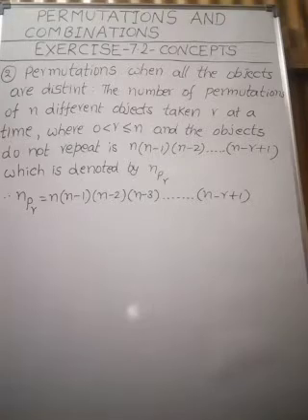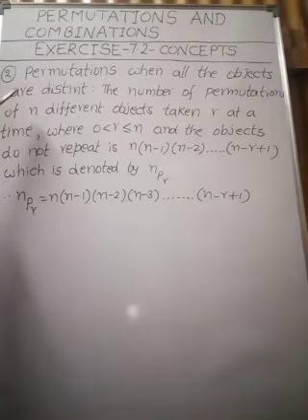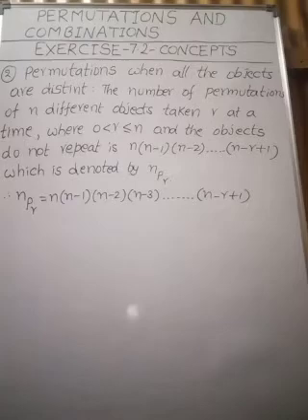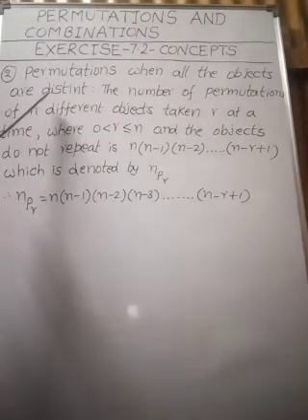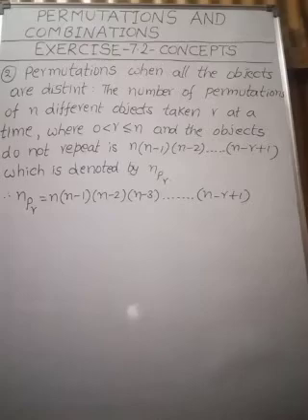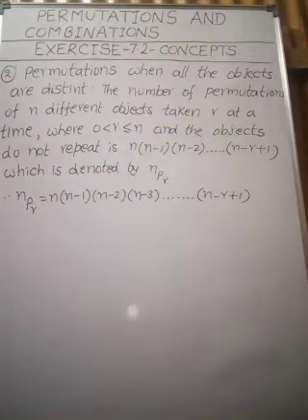For example, in the previous examples, in the first question, how many letters are taken? 4 letters, namely A, B, C, D. Yes or no, my children? In the first example, how many letters are arranged? 2-letter words. Okay, my children, so r is equal to 2. So we got 4 into 3, 12, by using the principle of multiplication. Here also we use the same formula, the same rule, the principle of multiplication.